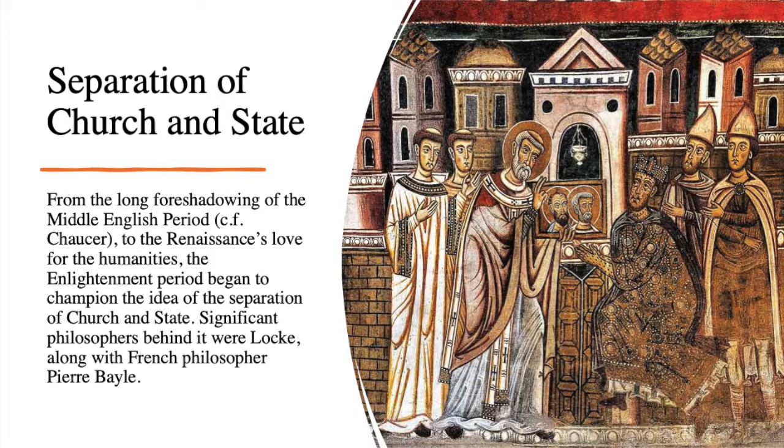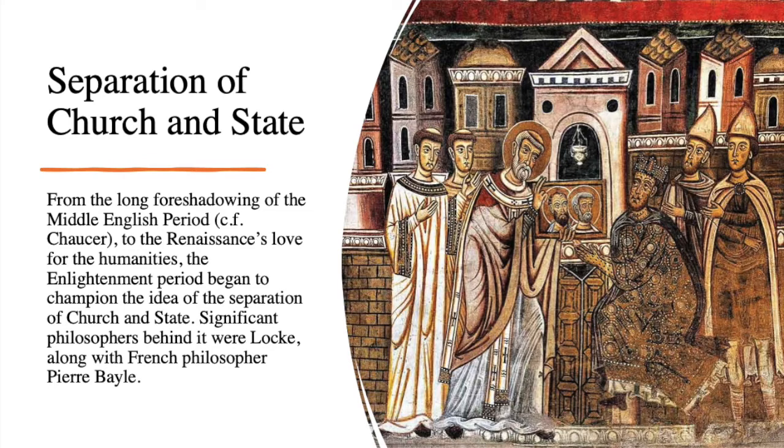From the long foreshadowing of the Middle English period through Chaucer and many other writers during that time, to the Renaissance love for the humanities, the Enlightenment period began to champion the idea of the separation of church and state. Significant philosophers behind it were John Locke, along with French philosopher Pierre Bayle.